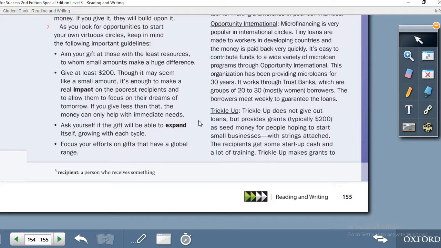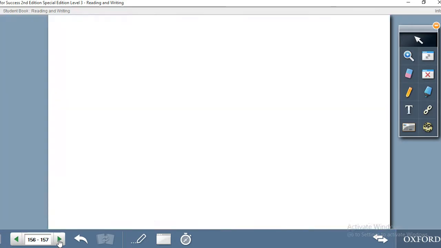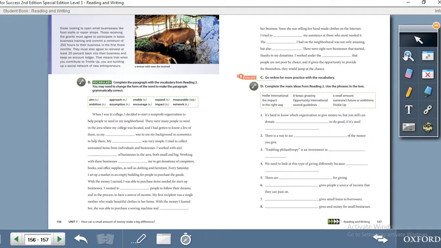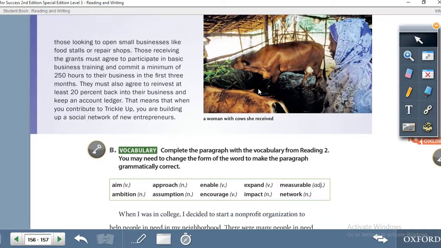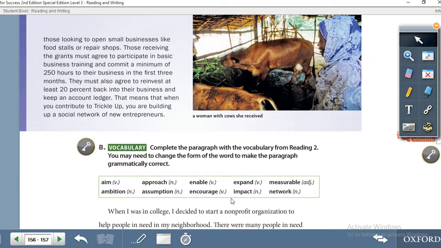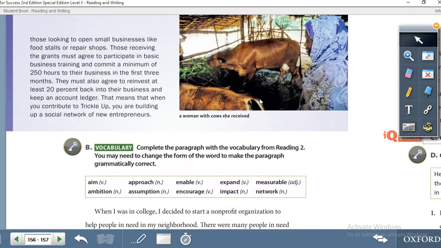We will now turn over to page 156. So this is where your reading ends, on page 156. And they have a woman with cows. She received.